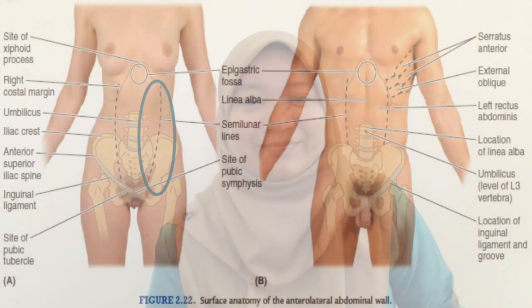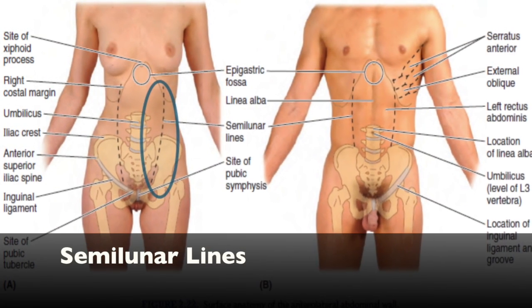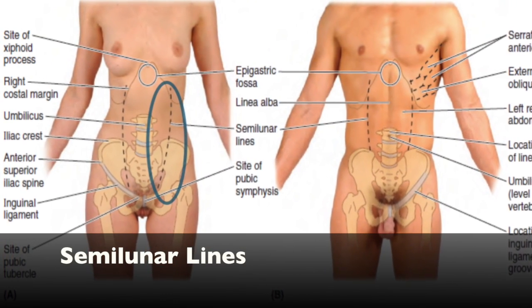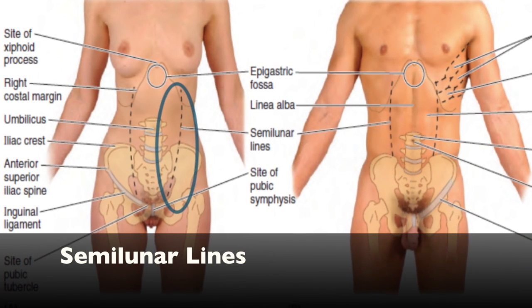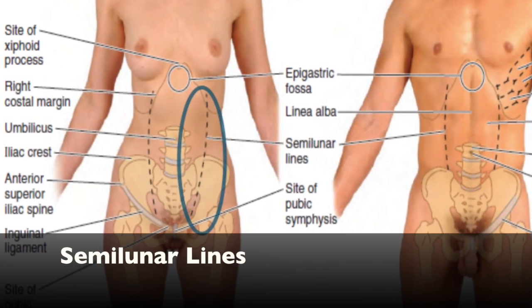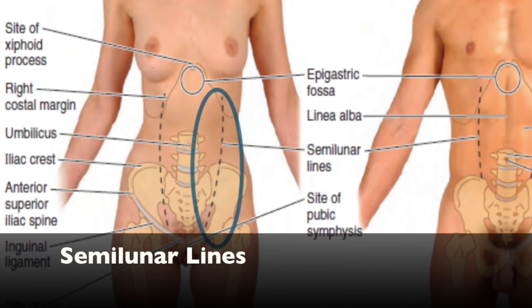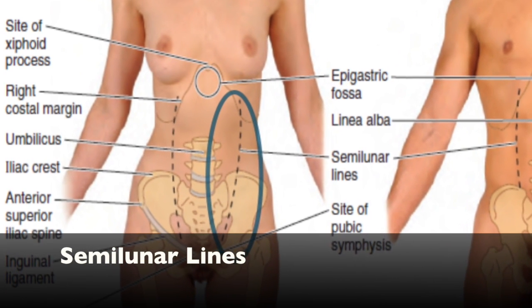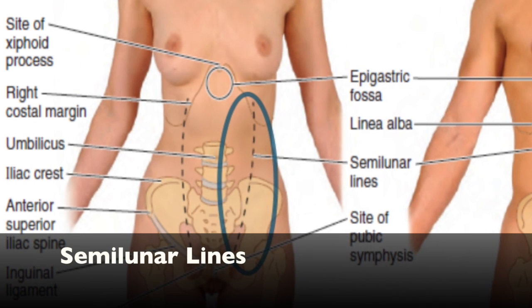I'm the last person for the surface anatomy of the anterolateral abdominal wall. I'm going to talk about semilunar lines and also inguinal grooves. Semilunar lines: as we can see in the figure, there are dotted lines which are slightly curved. Semilunar lines are linear impressions in the skin that extend from the inferior costal margin that Irfan mentioned before.